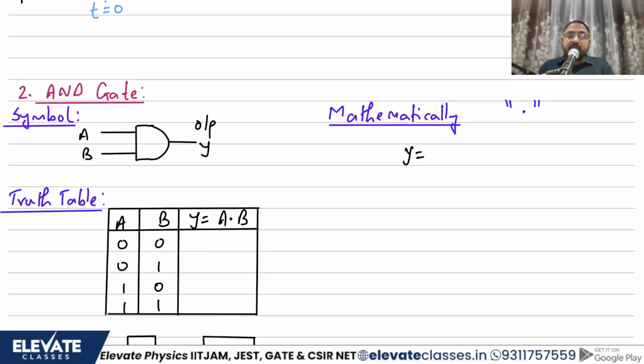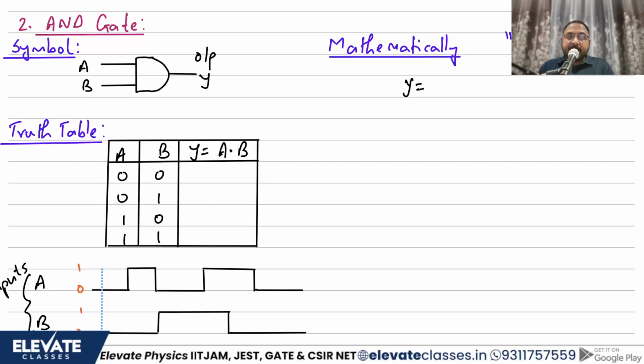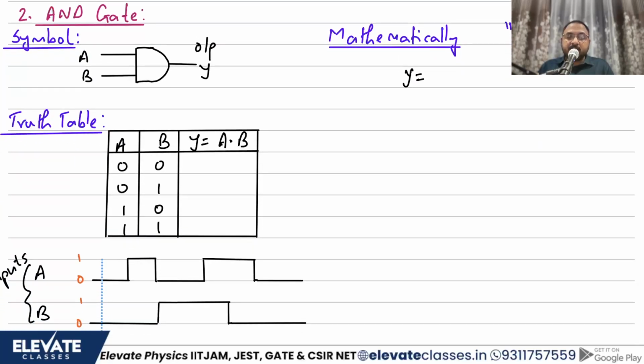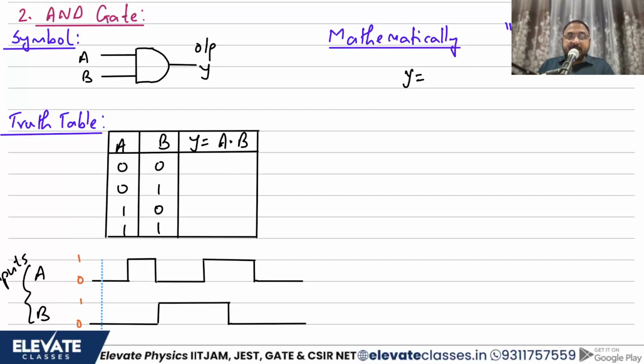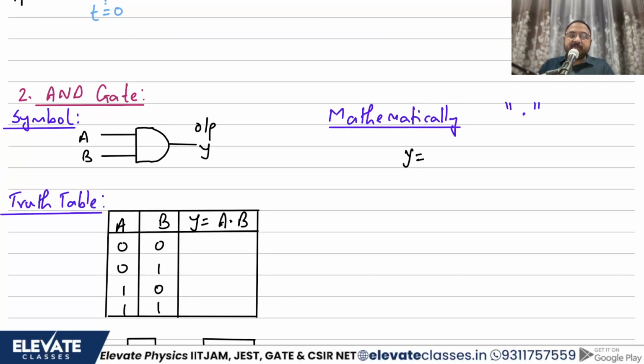Now let's move on to another gate, which is called an AND gate. As I told you, this will correspond to your Boolean multiplication. What was your Boolean multiplication? If you remember, Boolean multiplication was A dot B. So the exact thing is going to happen in an AND gate. Let's see how this works.